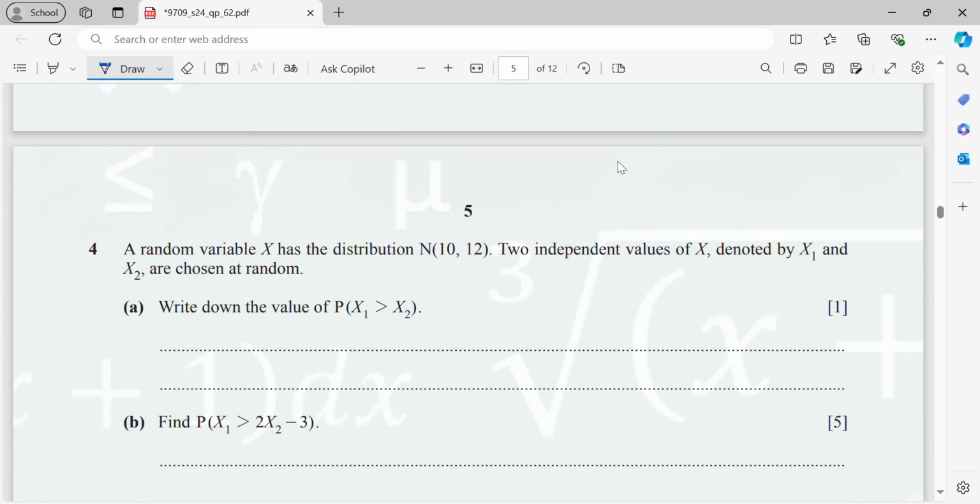Question number 4. A random variable X has the distribution normal with mean 10, variance 12. Two independent values of X, denoted by X1 and X2, are chosen at random. So it means that X1 and X2 also have this distribution. Now write down the value of the probability X1 is greater than X2. So P(X1 > X2) is the same as P(X1 - X2 > 0).